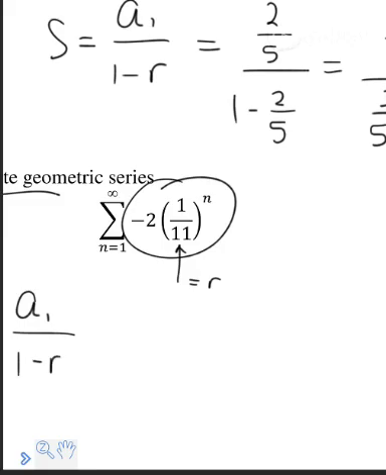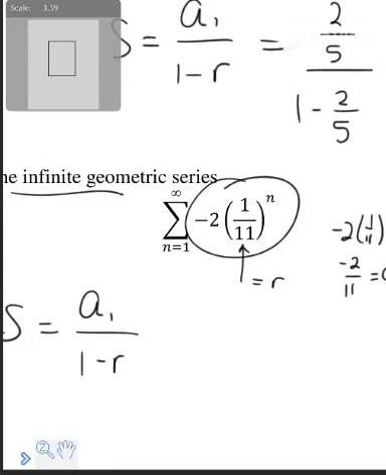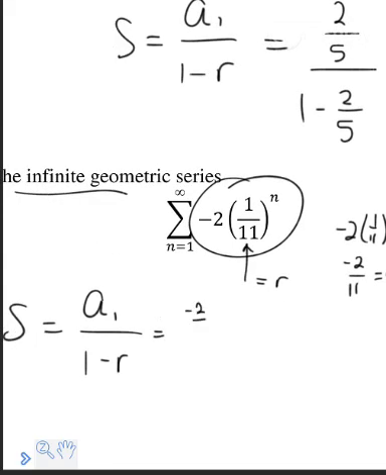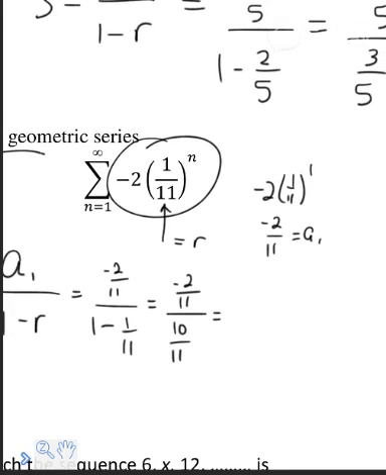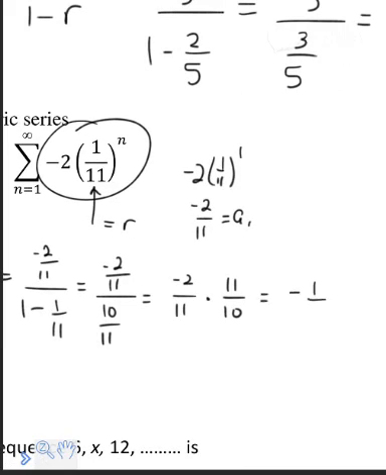So I put a 1 in for n, we have -2 times 1/11th to the first power, which is just -2/11ths. There's your first term. So we have negative 2/11ths divided by 1 minus, and r is 1/11th. So this is negative 2/11ths divided by 10/11ths, which is negative 2/11ths times 11/10ths, which turns out to be negative 1/5th.